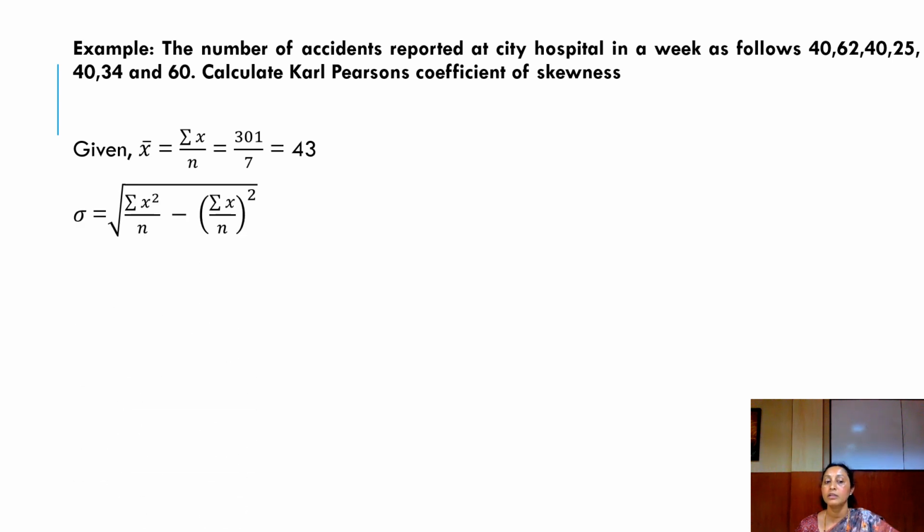Now let us find the standard deviation in the accidents. Then we use the formula: root of (total of x squared divided by n minus (total of x divided by n) whole squared).